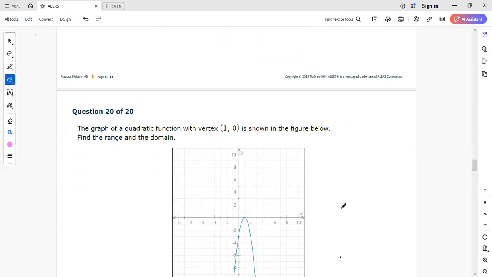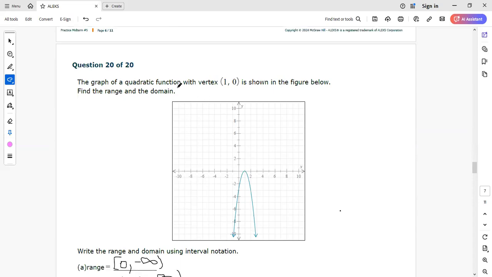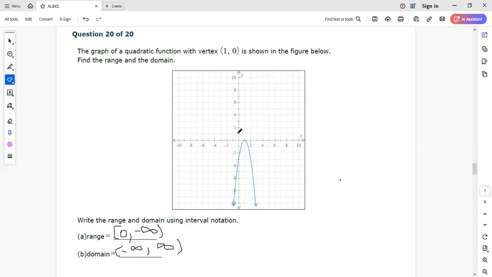And then for 20, this is the last problem. The graph of this quadratic function with a vertex of 1, 0, right here, 1, 0. And this time it's going downward. We want to find the domain and range. Remember, the range is your y coordinates, the domain is your x coordinates. So when I'm looking at my function on the x-axis, I see that this function continues on and on forever in both directions. So there aren't any limitations. My domain could be any value on that x-axis from -infinity to +infinity.